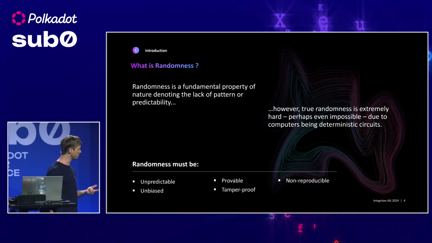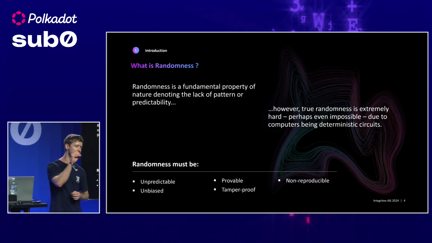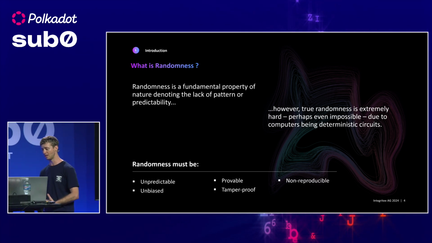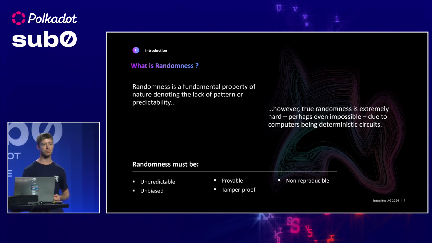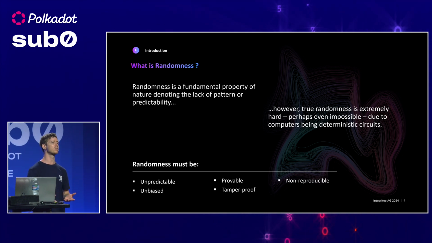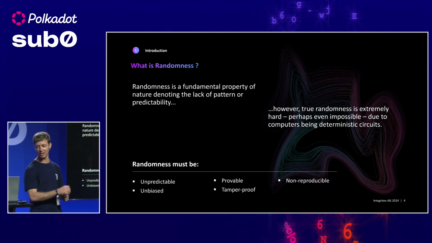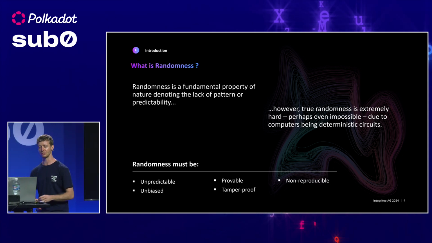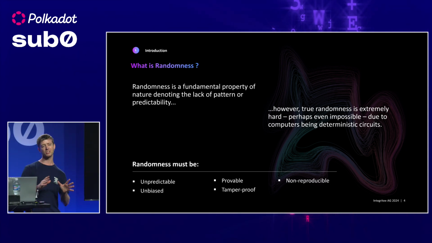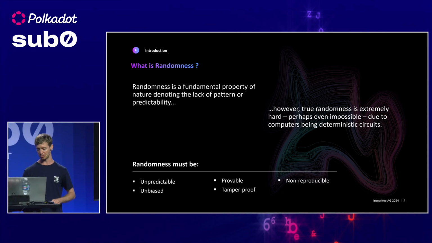It needs to be provable. The process by which this random value is obtained needs to be verifiable. Tamper-proof: no one should be able to mess with the random process to reach some specific output. And non-reproducible: if you don't preserve the original sequence, you should not get the same output twice.